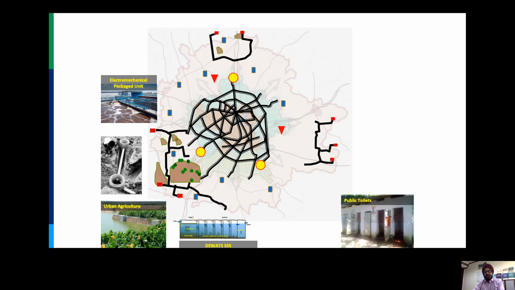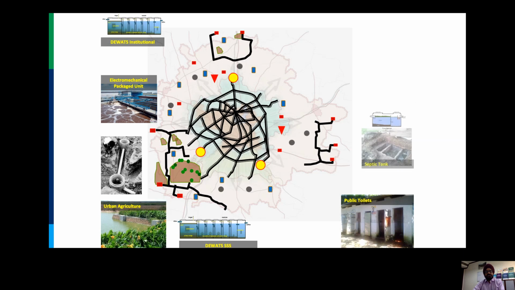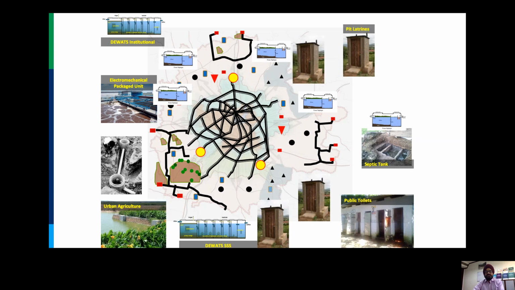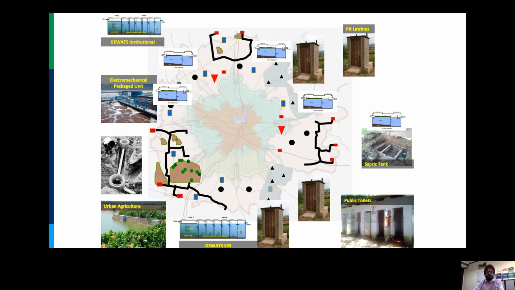Then there is this issue of public toilets and institutions. A lot of our cities have universities, colleges, and institutions. So for institutions, again, you can have DEWATS, which is an institutional system, or you can have an electromechanical package system, or for these septic tanks and toilets which abound in different parts of the city. So it's just like a map of your towns and cities, the way it expands and how the urban sanitation systems cope up with it. So this is essentially the typology of different sanitation systems which you see.